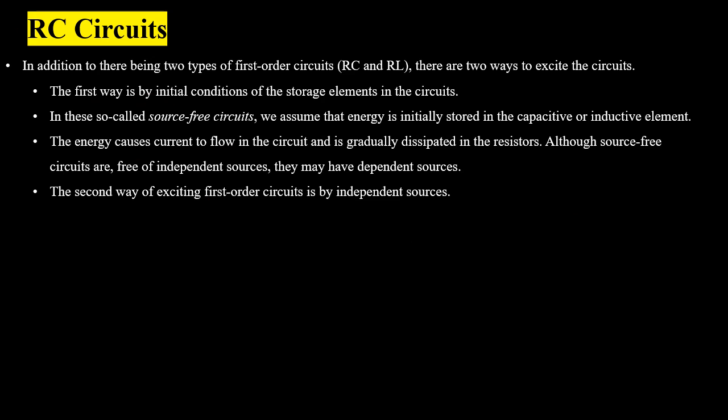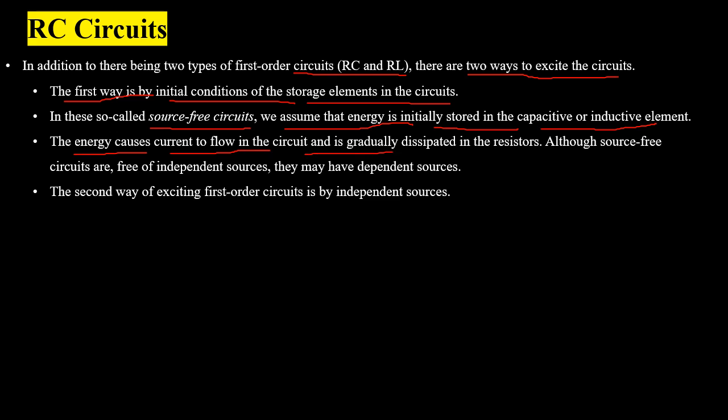Now we have two types of first order circuits which can be either RC circuit or RL circuits. And we have two ways through which we can excite these circuits. The first way is using initial condition of the storage element. This excitation method is also known as source-free circuits. In this we assume that energy is initially stored in the storage element, which can be either inductor or capacitor. And when these storage elements are connected to the resistor, the energy causes current to flow in the circuit and is gradually dissipated in the resistor. Although the source-free circuits are free of independent sources, they may have dependent sources.